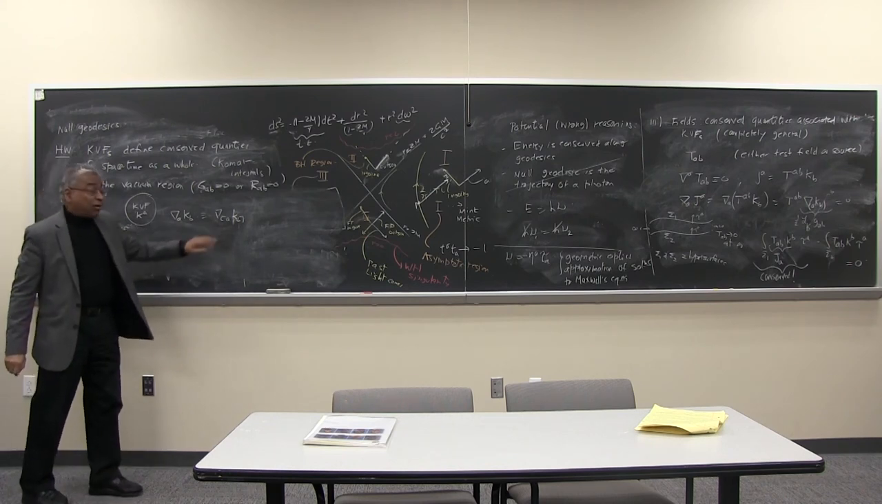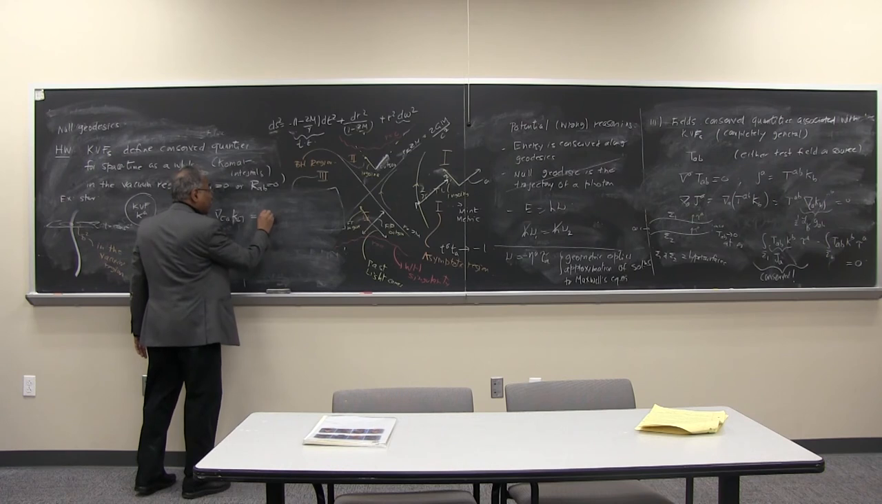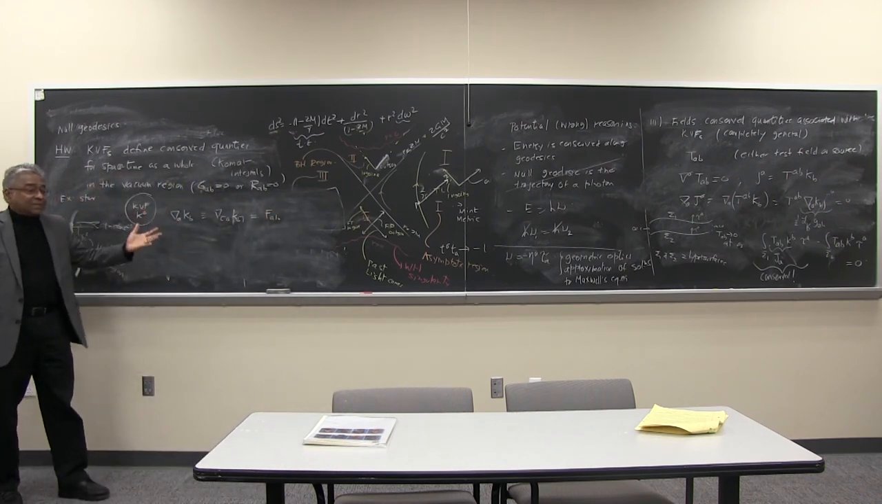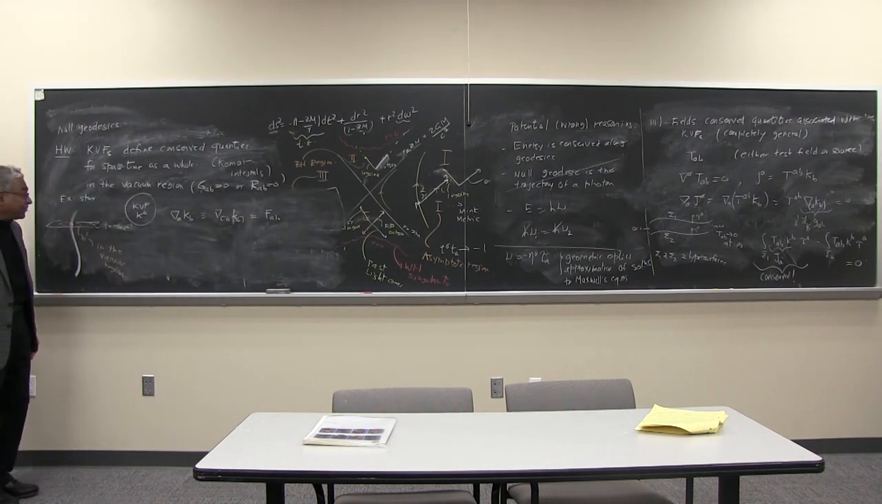Then this is already anti-symmetric, so it's a two form. So we just introduce a notation called FAB, because it's a two form. It's just an anti-symmetric tensor, but it's a two form. So we just introduce a notation up here.